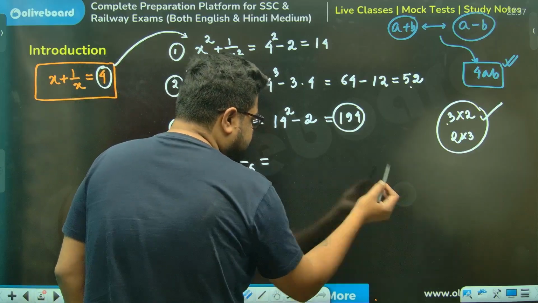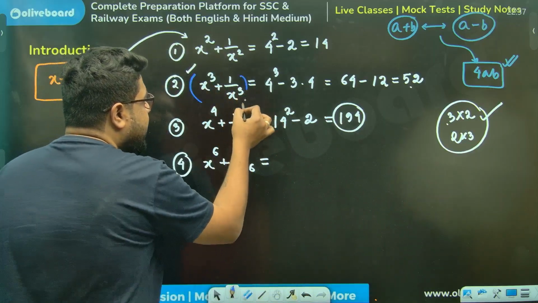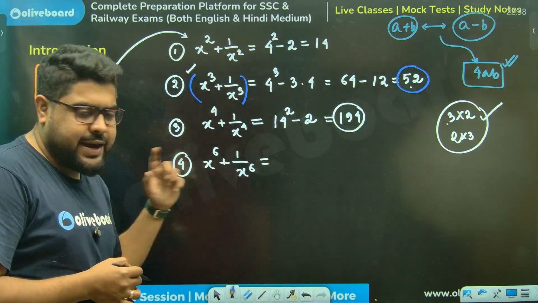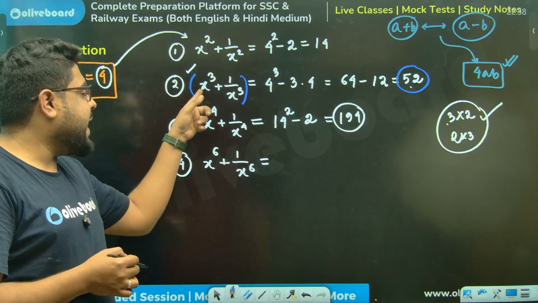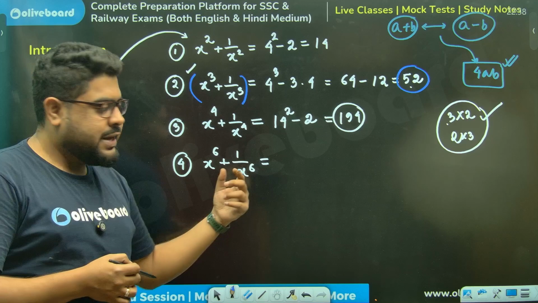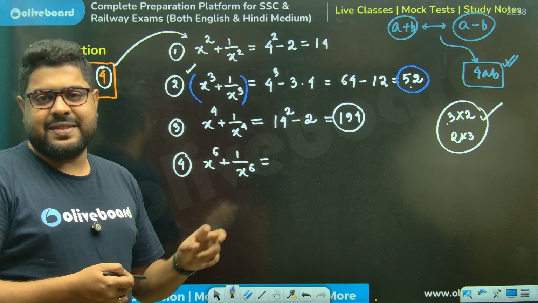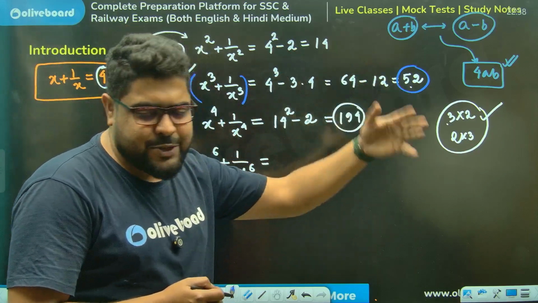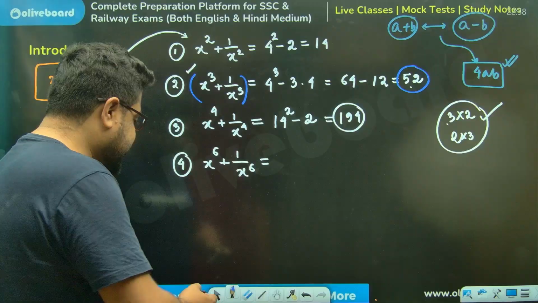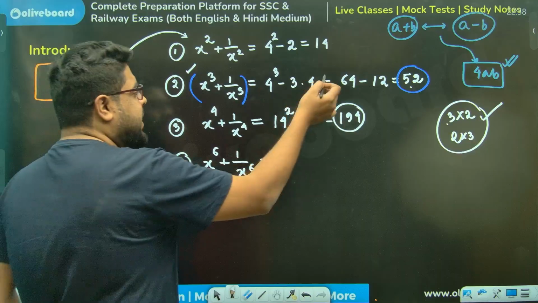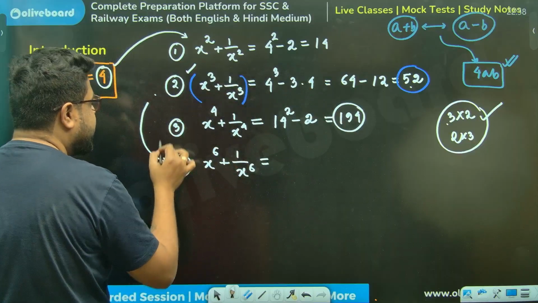Sir, if I am now considering this as my p, then it's just a square, no, sir? This is p, x plus 1 by x is 52. It's like find the value of x square plus 1 by x square. Think, we are using the same formulas over and over again. So I can simply say, no need to worry. This will be nothing but just use this over here.